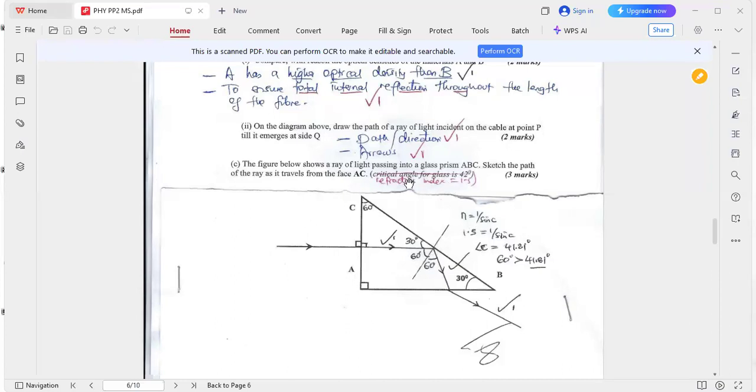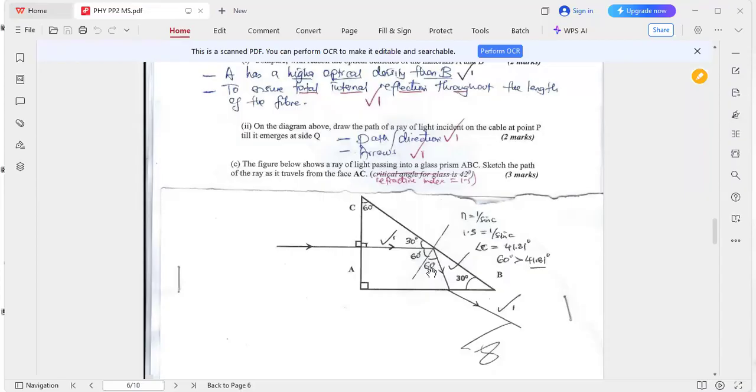Because we can see the critical angle here is given as 42 degrees. So since I is greater than C, then we must have total internal reflection here because the angle of incidence has exceeded the critical angle. Then we say now 60, I equals R from the laws of reflection.